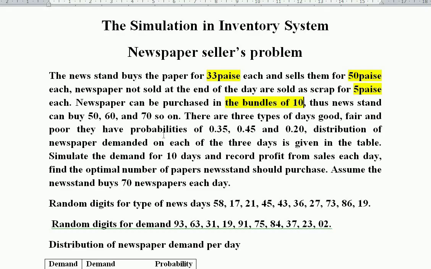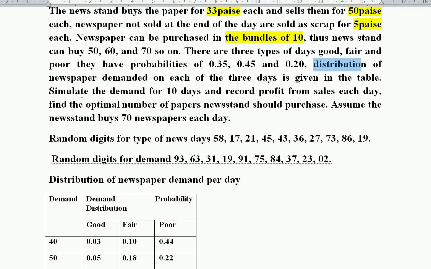For the newsstand, there are 3 types of days: good, fair and poor. They have probabilities of 0.35, 0.45, 0.20. The distribution of newspaper demanded on each of the 3 days is given in the table. Now what we have to do is simulate the demand for 10 days and record the profit from sales for each day.